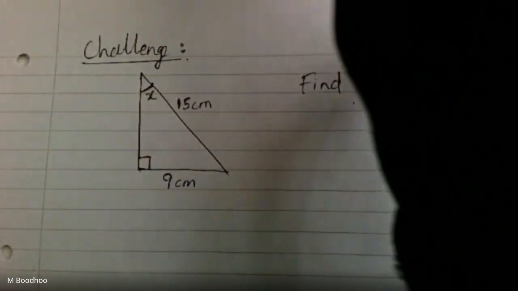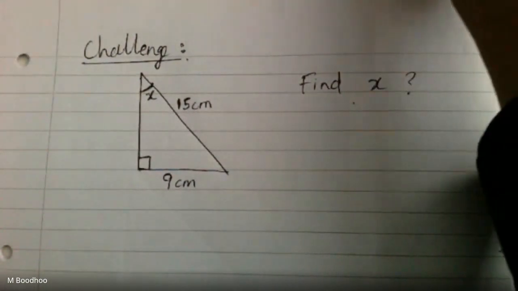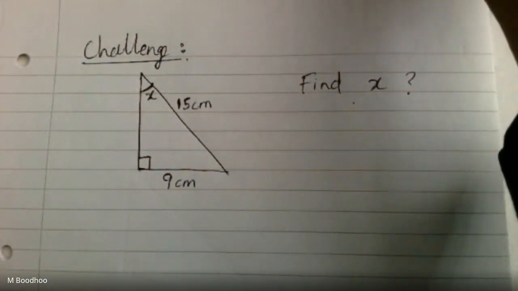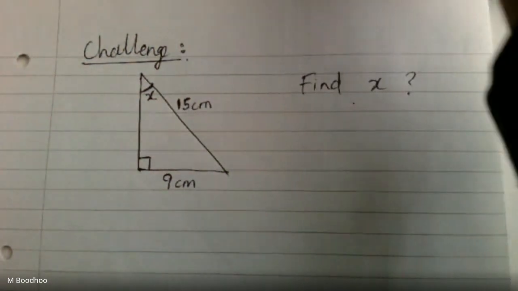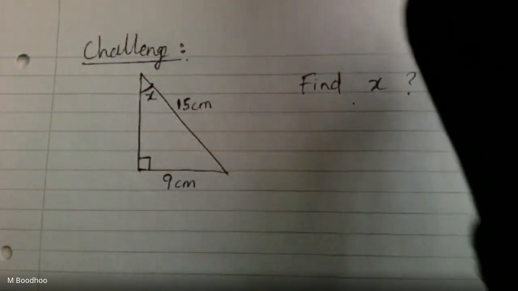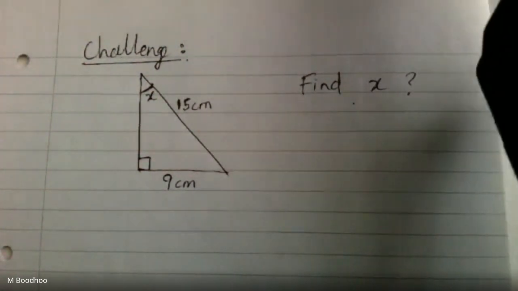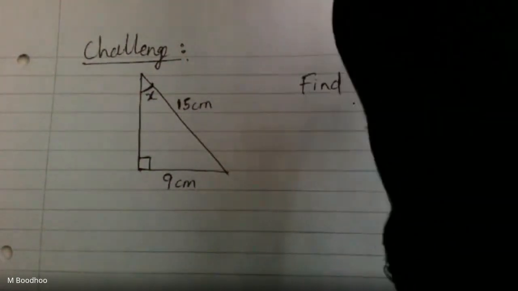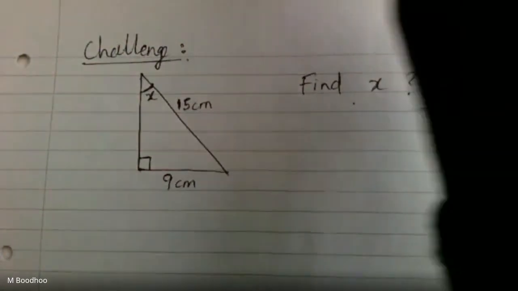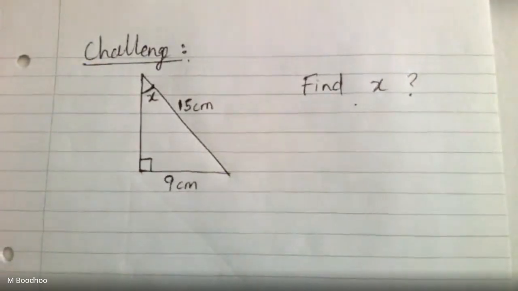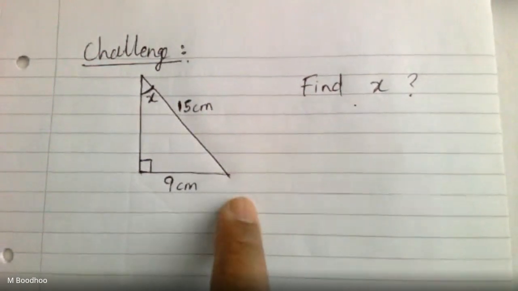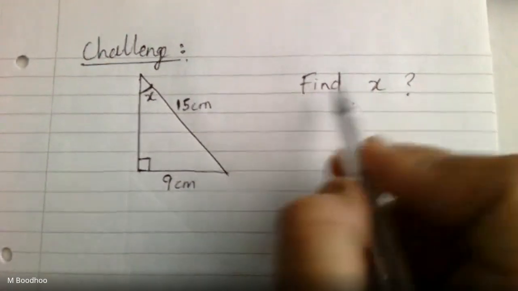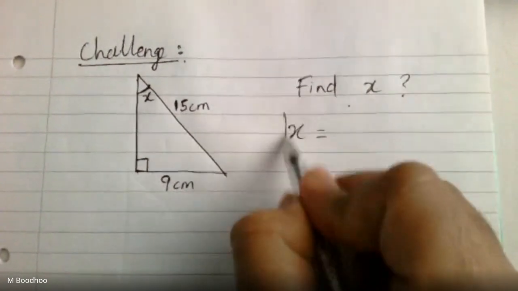So I'm expecting 3 answers within 2 minutes. Let me just write my email address here, in case you don't know. I'm sure if you type in my name, it should come up on your email. Okay, so once you have emailed me your answer here for X, I'm looking for X equals.